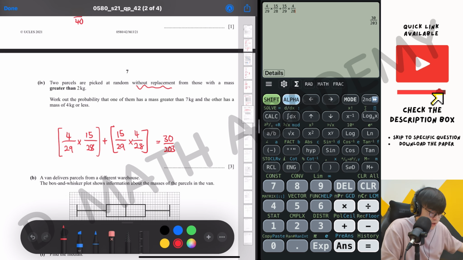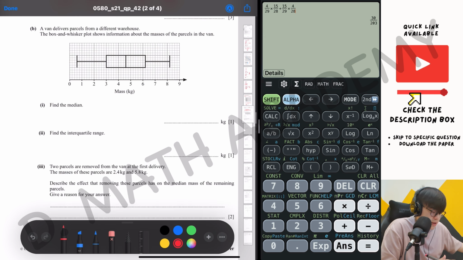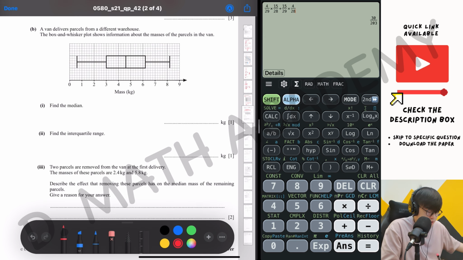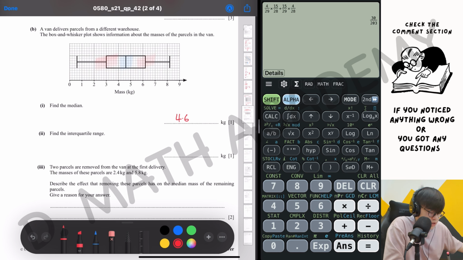Moving on to part B, they were asking you about a box and whisker diagram. The median here is actually this line at the center. So that is somewhere around 4.6. For the interquartile range, you'll be taking these two minus each other. So the value should be 6.2 minus 3 itself. So the final answer should be just 3.2.